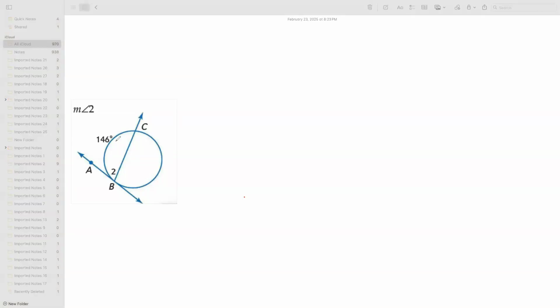Manya, did you get it? Okay, wait. Yeah, I'm sending my answer. Yeah, that is the intercepted arc. So inscribed angle is this. Even if it is on the circle, it is the inscribed angle. So inscribed angle is equal to half of the intercepted arc, which is 73.